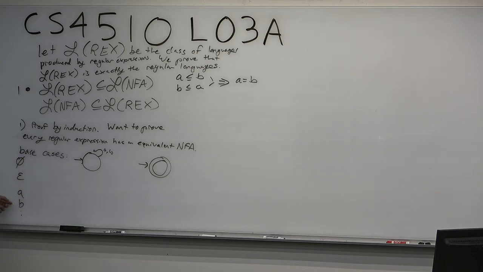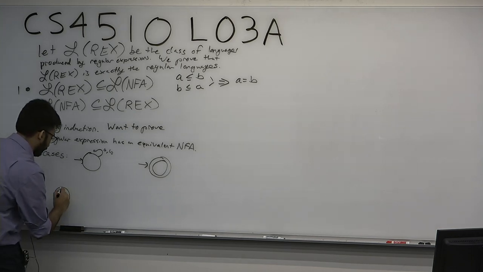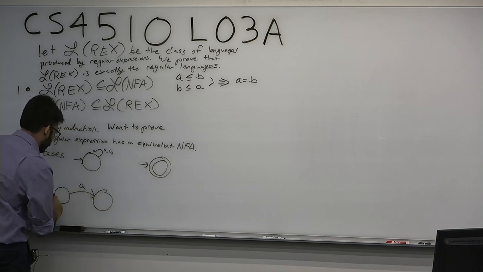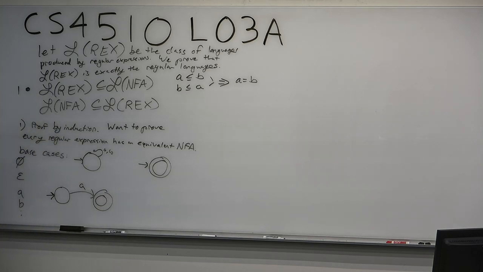Okay, what about A and B, as singletons? Well, you could do the same thing, but, oh wait, no, you can't. It's a two-state thing: the first state transfers over to a second accept state if there's an A, and it rejects everything else. That's going to be a minimal NFA for the base case, A, B, and so on. So now we've shown the base cases of the regular expression R being regular.